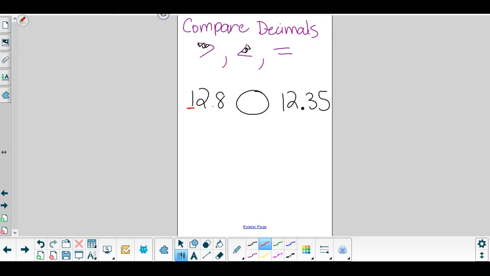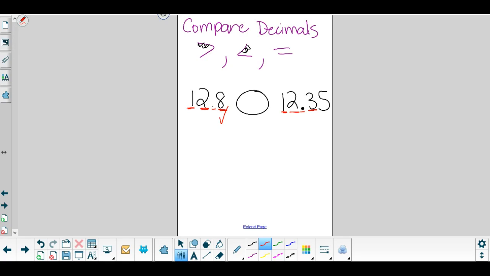So far we do have a 1 in the tens place for both of them. That is looking good. We have a 2 in the ones place for both of them. So far it's looking equal to me. I do see a decimal next for both of them. Still looking equal. Now the only part where I don't see equal is this 8 right here in the tenths place. This 8 compared to this 3 right here, the 8 is bigger. So this one is bigger, but this 3 is smaller.